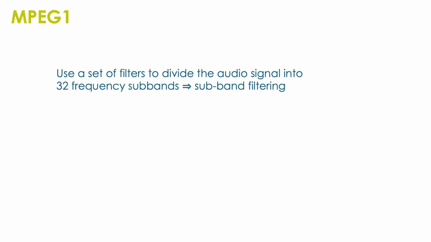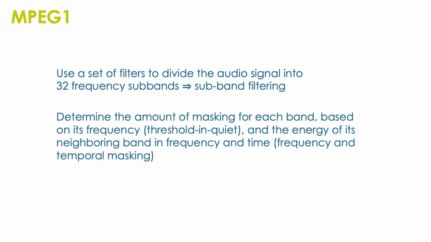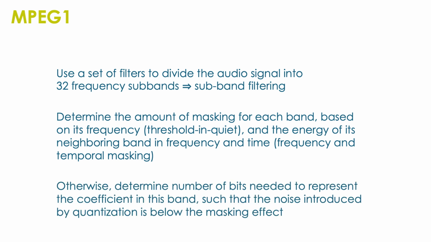So let's delve now into the MPEG 1 compression procedure for audio. MPEG 1 divides audio into 32 frequency subbands using filters. Masking thresholds are then calculated for each subband to decide which ones can be discarded. Bits are allocated to preserve the quality where needed, such as in louder or more critical frequency ranges.